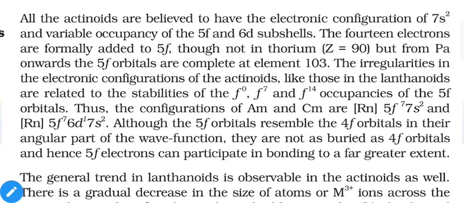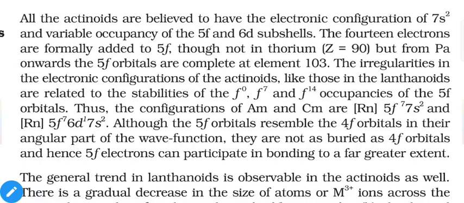Thus, the configurations of Am and Cm are [Rn] 5f7 7s2, that means exactly half filled orbital, and [Rn] 5f7 6d1 7s2. So again, in both of these elements we have 5f7 electronic configuration, because when we have 7 electrons in the f orbital, it gains extra stability. So electrons will shift in the f orbital.